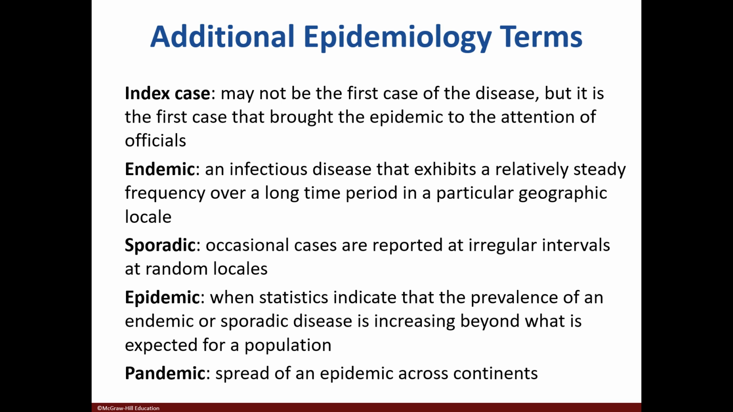An index case may or may not be the first case of disease. An endemic disease is one that remains steady in a particular region. Lyme disease is an example of this. A sporadic disease, like tetanus, is reported occasionally at irregular times. An epidemic occurs when higher than normal numbers are present in a population. A pandemic occurs when an epidemic spreads across continents.